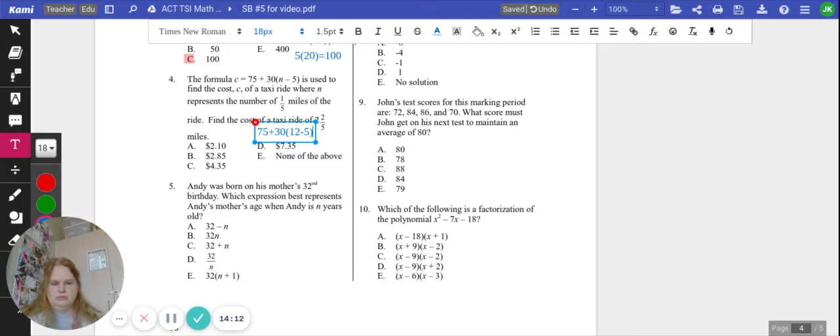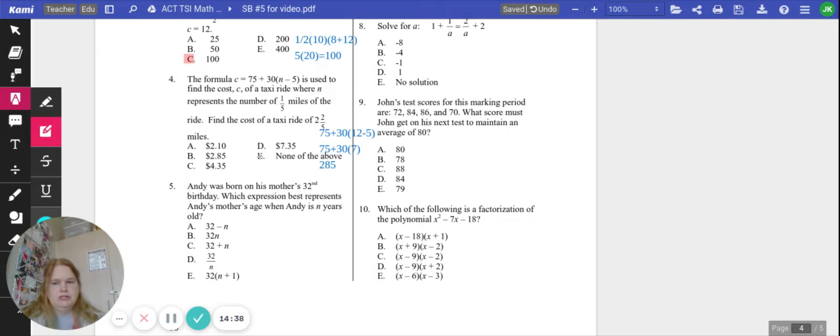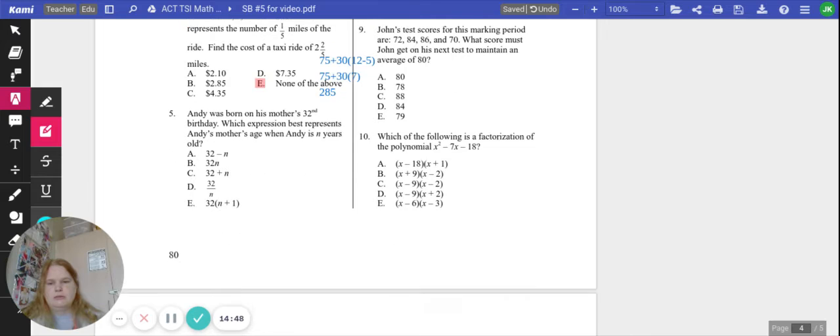And if I was to simplify this, that's 75 plus 30 times 7, which is 285. Now that doesn't tell us what this cost is in at all. It could be in pennies, dollars, it doesn't tell us anything. So I'm going to go with none of the above because I didn't get $285, and all these were in dollar signs. The closest one is B, $2.85. But I got 285, so I'm going to go with E, none of the above.